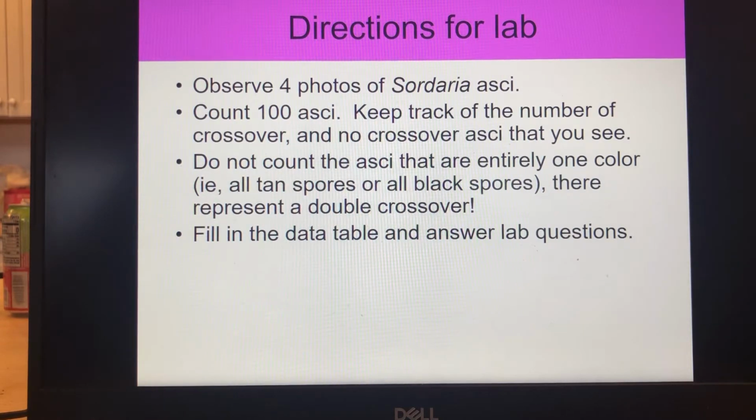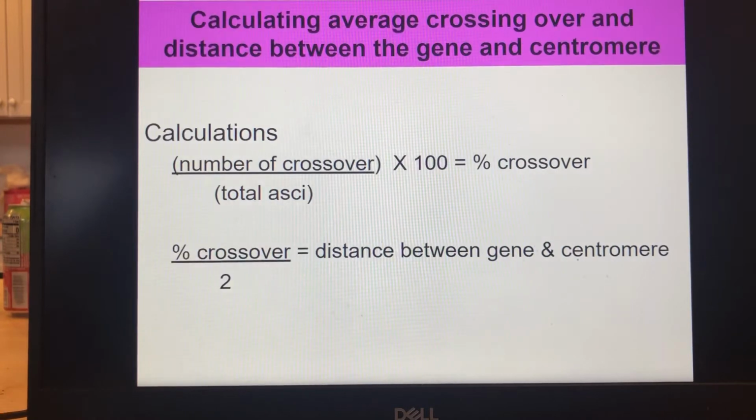Do not count the asci that are entirely one color, all tan or all black. They represent a double crossover, and we just don't want to go there, okay? Fill in the data table and answer the lab questions. This is a calculation that you're going to have to perform.